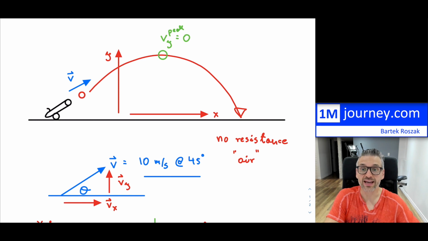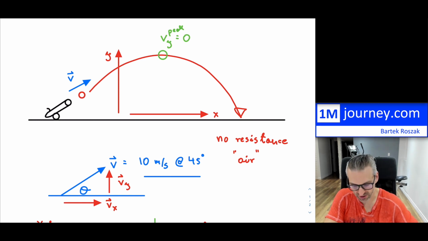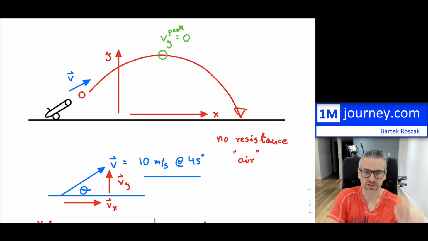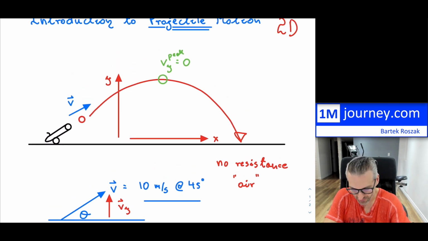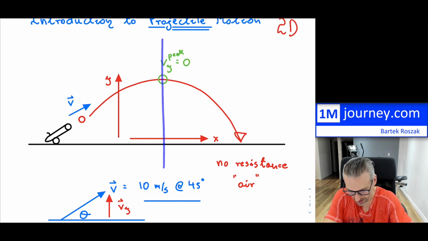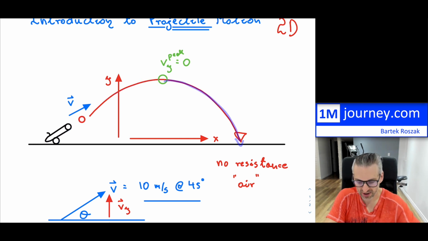And now we can find out how long it has taken us to get to this point. No matter how you shoot it, because there's no resistance, what you will find is that this is actually symmetrical. So as you're going across here, if I drew a line in here, this projectile, and then all of this actually takes the same amount of time.